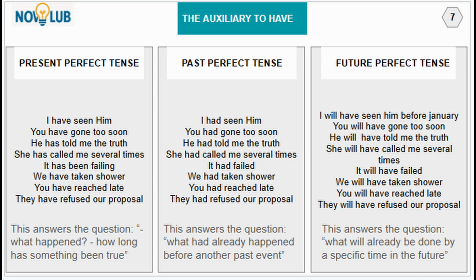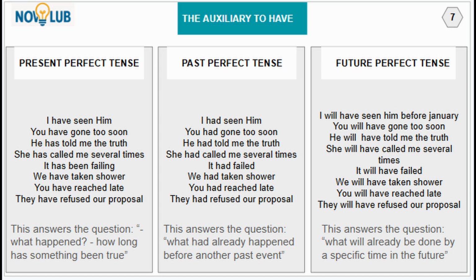I had seen him. You had gone too soon. He had told me the truth. She had called me several times. It had failed. We had taken shower. You had reached late. They had refused our proposal. So now the past perfect tense answers the question, what had already happened before another past event. It means here we have two events which happened in the past. The past that happened before another past is past perfect tense.